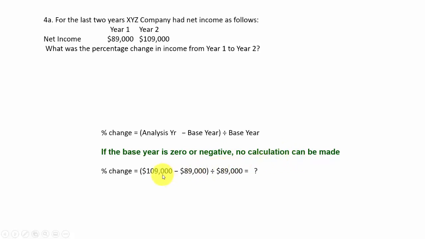So we'll have 109,000, which is year 2, minus year 1, 89,000, and that difference will then be divided by year 1 to come up with our percentage of change, or in this case a percentage of increase. And that means that we had a $20,000 increase from year 1 net income to year 2's. We divide that by the year 1 or base year of 89,000, and that means that percentage-wise we increased our income from year 1 to year 2 by 22.47%.